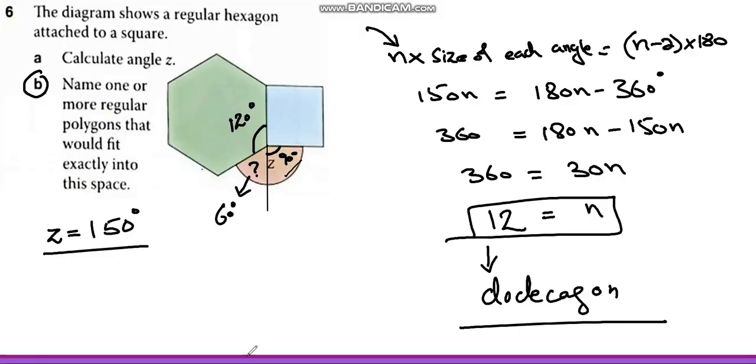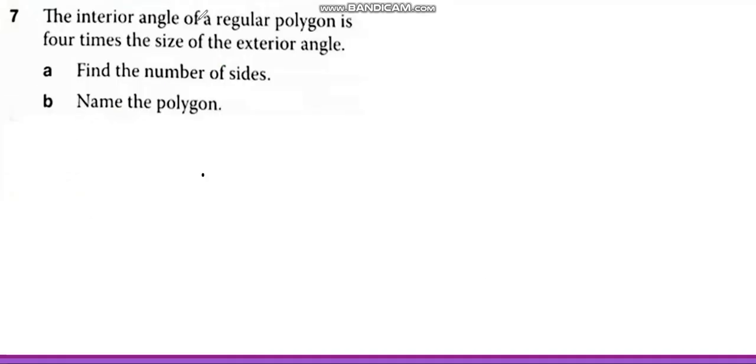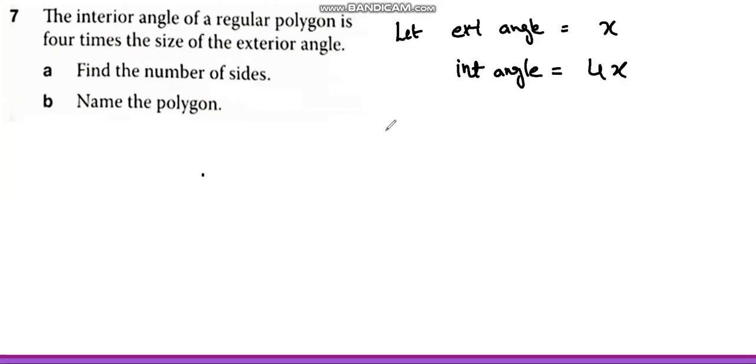Now let's proceed to the next question. In question number 4, it says the interior angle of the regular polygon is 4 times the size of the exterior angle. Let's consider the exterior angle as x. And it says the interior angle is 4 times more. Then the interior angle will be equal to 4 times x. And we know the sum of the interior and exterior angle will always be 180 degrees.